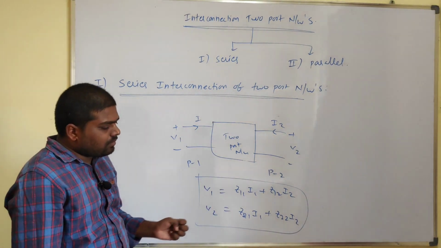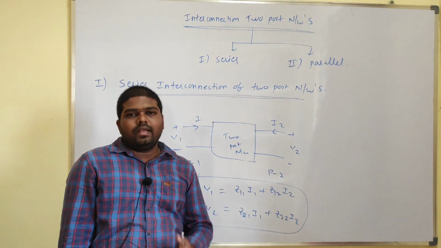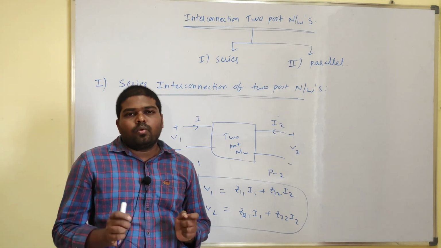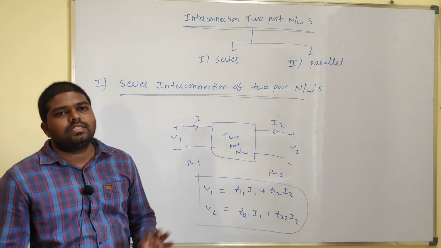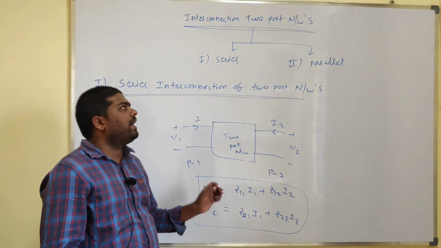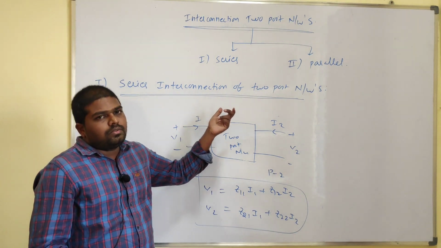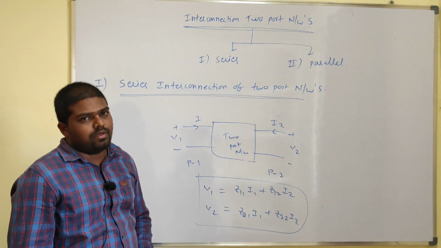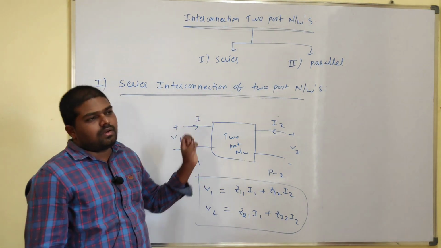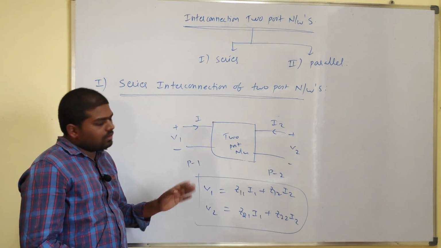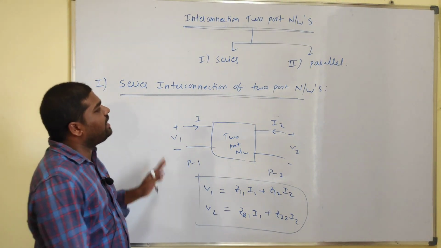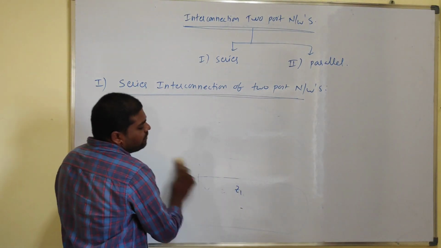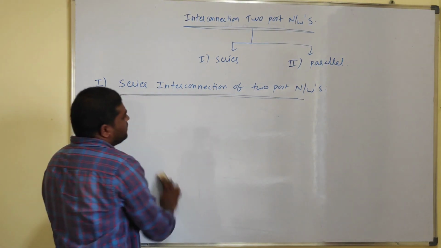If you want to interconnect networks, we need two or more than two two-port networks. Otherwise this interconnection is not possible. So in order to make this series interconnection of two-port networks, we need to consider two individual two-port networks.